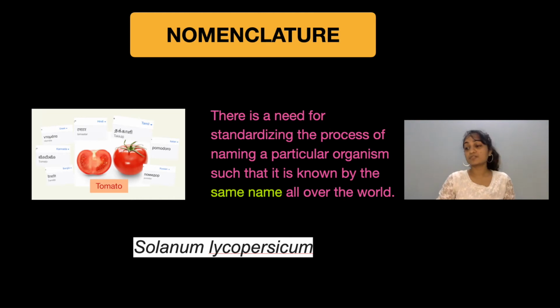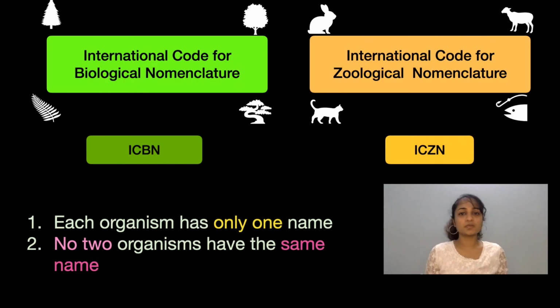Okay, and for those of you who are curious about what the scientific name for a tomato is, if you can pronounce it, it's Solanum lycopersicum. Okay, so now we'll get into a little bit more detail about nomenclature.